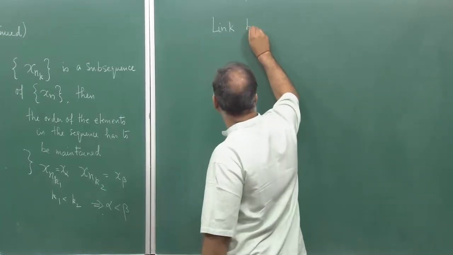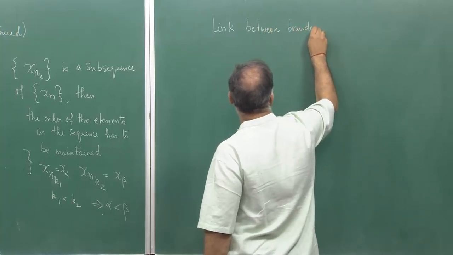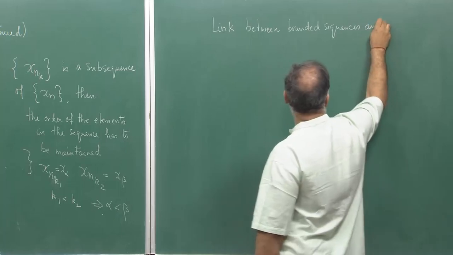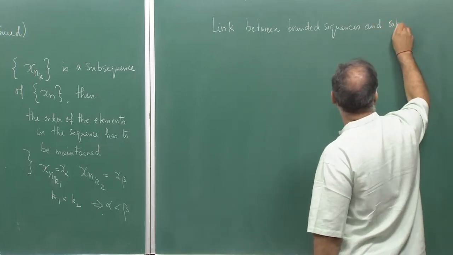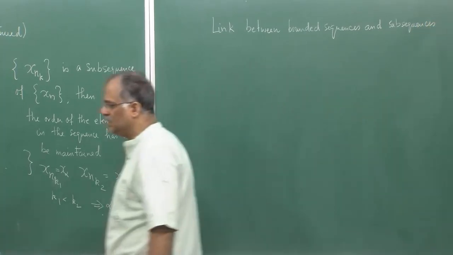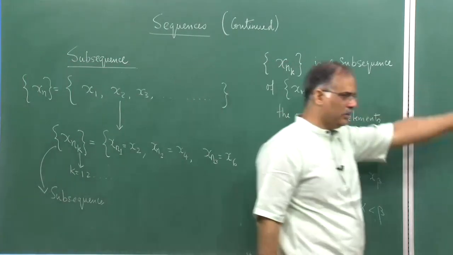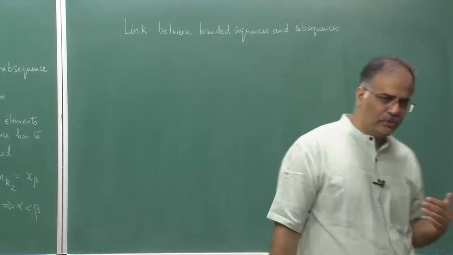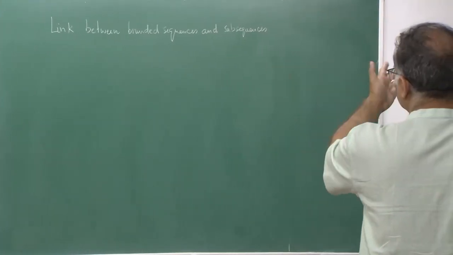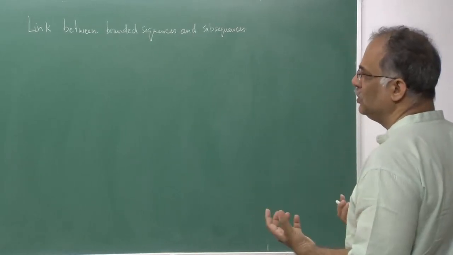So, the link between bounded sequences and subsequences. One of the key facts that we learned about bounded sequences in the last class was that every bounded sequence need not be convergent. The example was the sequence -1, +1, -1, +1 and so on. So the idea that we should have now is how subsequences are linked to bounded sequences.